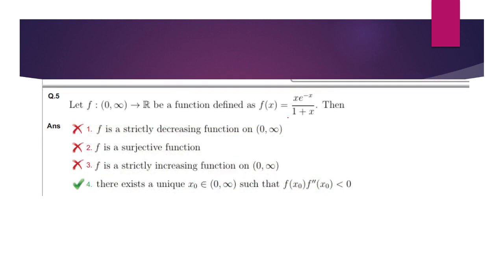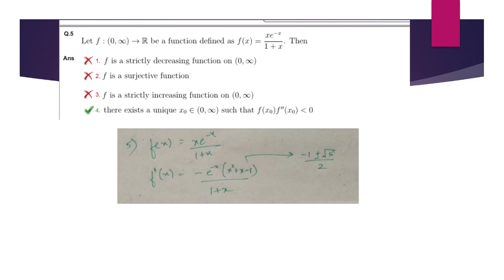In this case, f of x is this. So we are asked the 4 options. Well, in such cases, that is strictly increasing, decreasing, we need to find the derivative of it. So f dash of x I find out as this, and you have to equate it to 0. Well, this cannot be 0, this cannot be 0, so this can be 0, and the roots are minus 1 plus or minus root 5 by 2.